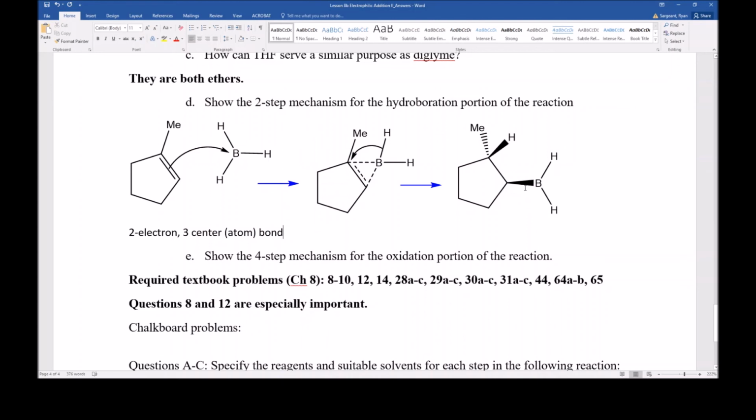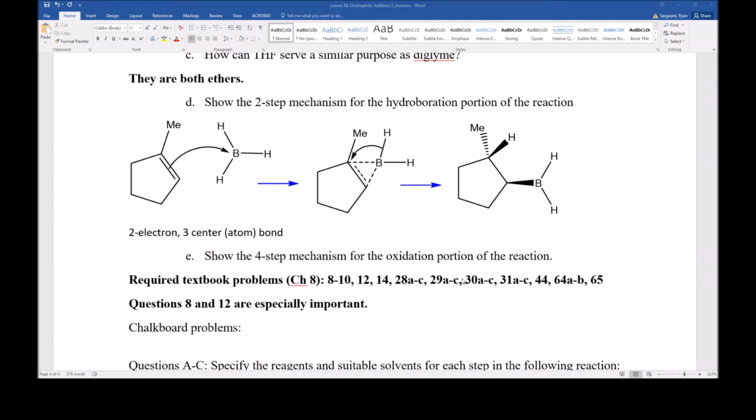This is where the syn addition shows up, and it's also where we pushed this boron over here to the anti-Markovnikov position of the alkene. So both of the features that are weird about hydroboration-oxidation reactions occur during that hydroboration step. It's a syn addition where both things are added to the same face of the pi bond, and the boron ends up on the less substituted position, the anti-Markovnikov position.